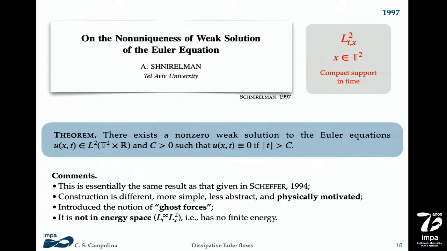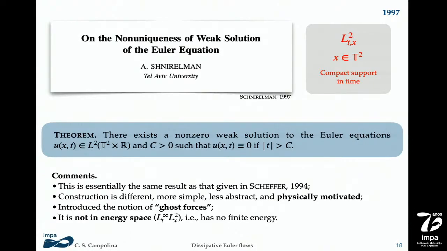The proof of that paper was very, very complicated. And some years later, in '97, Schnirelman obtained essentially the same result, but with a different proof, which is a little bit more physically motivated. It's in the same space, L2 in t and x. Now, just to get rid of problems of compact support in space, he works in the torus, so you don't need to talk about compact support in space. And the solution has compact support in time.